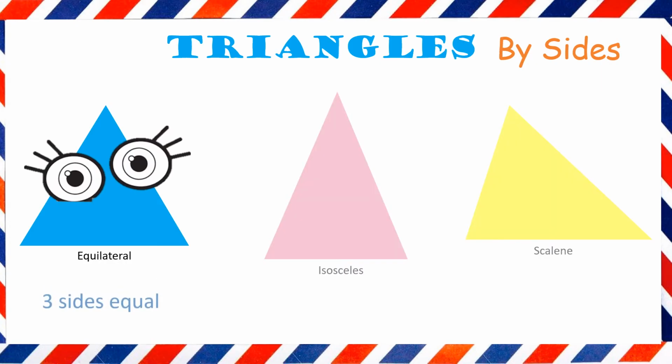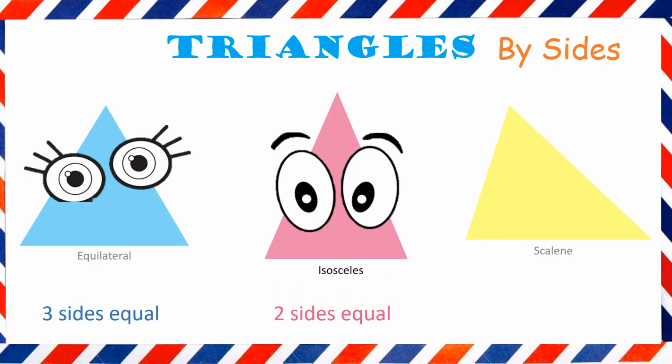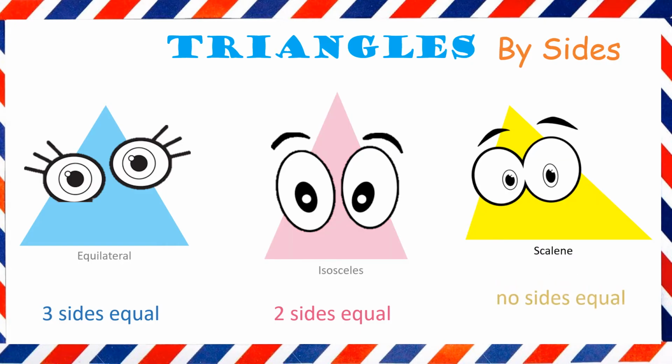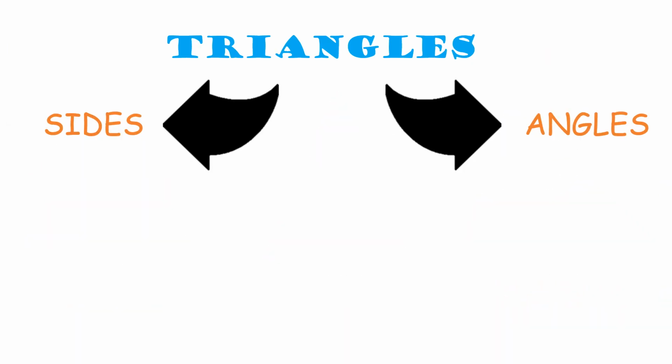Equilateral triangles have three equal sides. Isosceles triangles have only two equal sides. And scalene triangles have no equal sides. Now, triangles according to their angles.